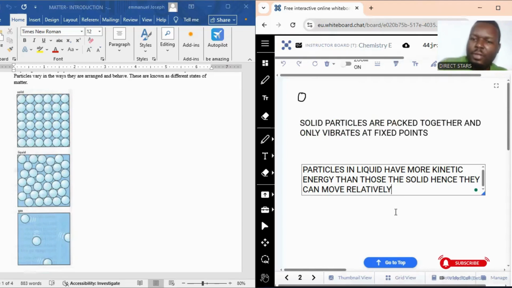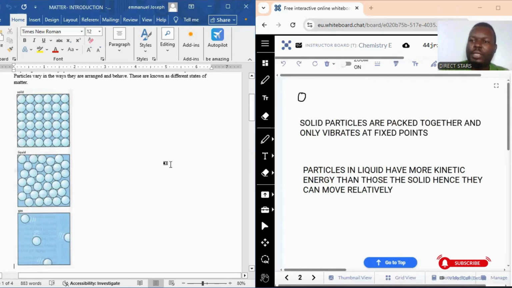Then there are the particles you can find in gas. You can see the particles in gases are far apart. Okay, they are far apart. The reason why they are far apart is because the particles in gases possess very high kinetic energy, so they can move far better than those in the liquid and solid.